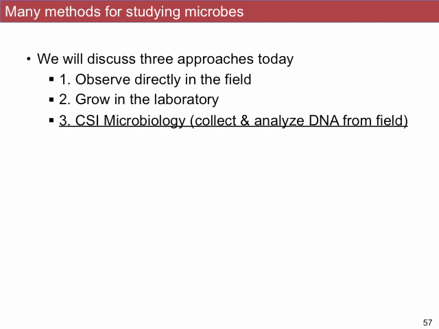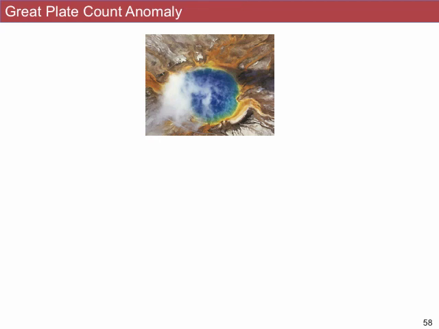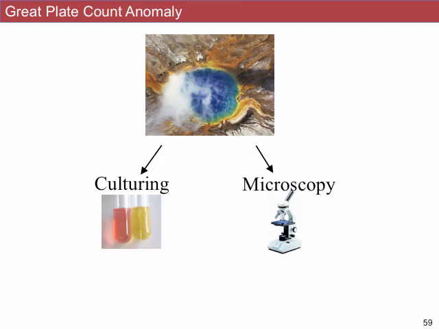The last thing I want to introduce, which will also be the topic of much of the next lecture, is this CSI microbiology thing. The reason we need special forensic methods to study microbes relates to a problem called the Great Plate Count Anomaly. If you go to an environment like a Yellowstone hot spring and you take a sample and you split it in two, and in half of the sample you look in the microscope and you count how many cells you see, and in the other half you count how many things you're able to grow in pure culture in the laboratory, in every environment that we go to, there are many, many orders of magnitude more things that we can see in the microscope than we've been able to grow in the laboratory.